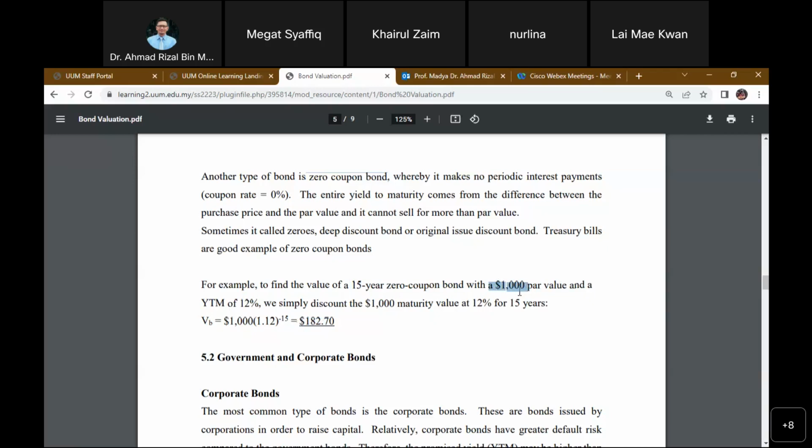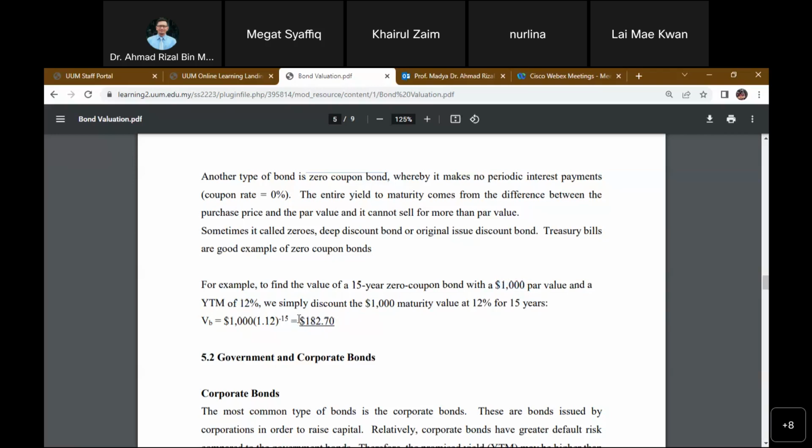So the return to you would be the difference between how much you pay, which is 182, and how much you will get at the end, which is 1,000. And in this case, the yield to maturity for this particular bond holder is 12%. Meaning by buying at 182, and after 15 years, you get back that 1,000.